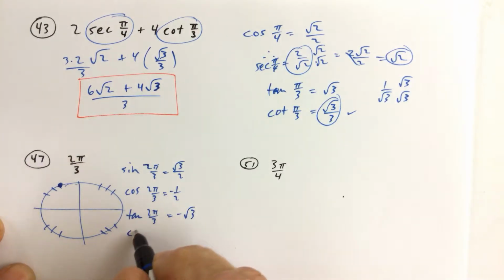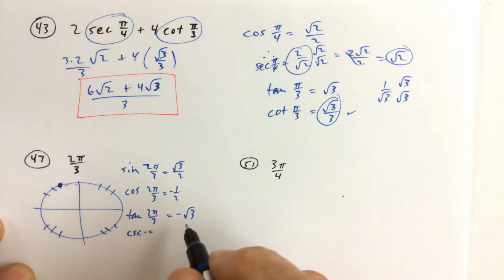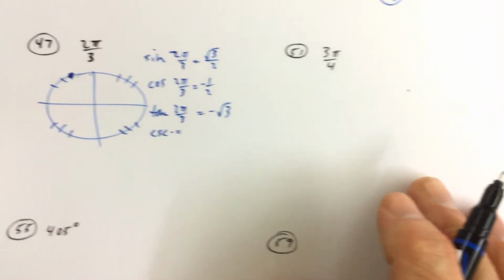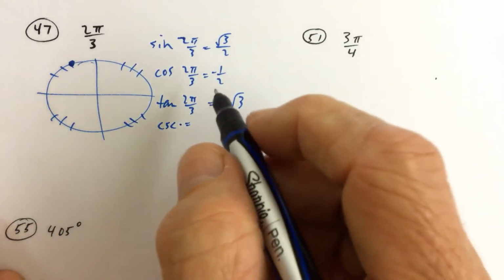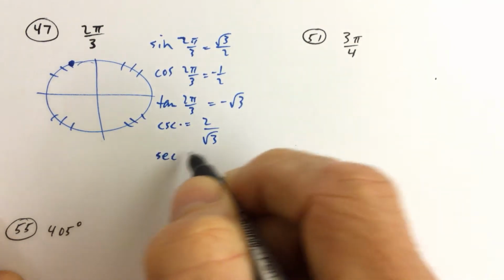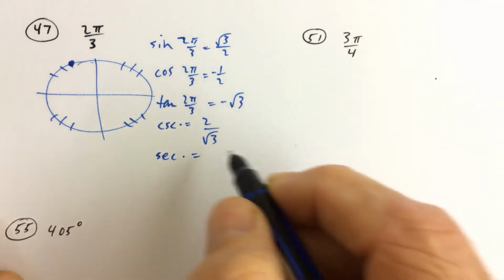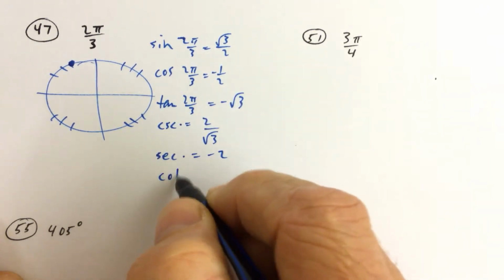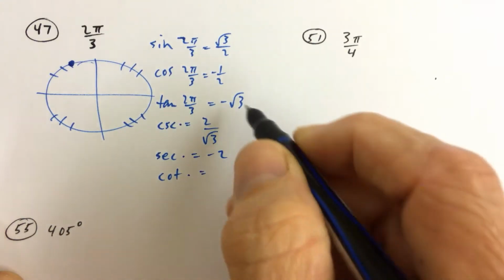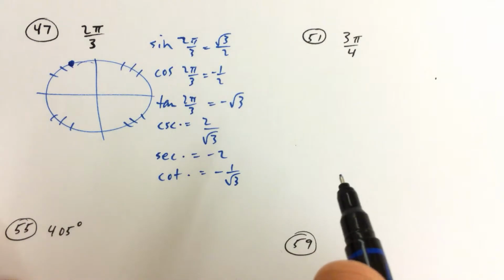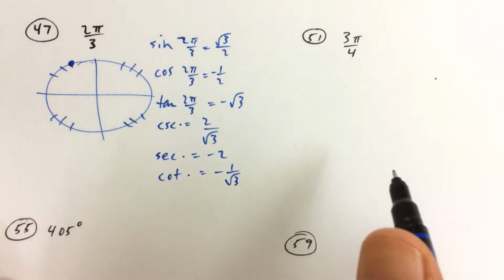So then if we go cosecant, I'm going to go cosecant of 2 pi over 3. I'm going to just put a dot because I'm tired of writing the 2 pi over 3. Cosecant is equal to 2 over radical 3. The secant of the angle is equal to negative 2. And then the cotangent of the angle is equal to negative 1 over radical 3. So those are our 6 trig functions of that same angle.